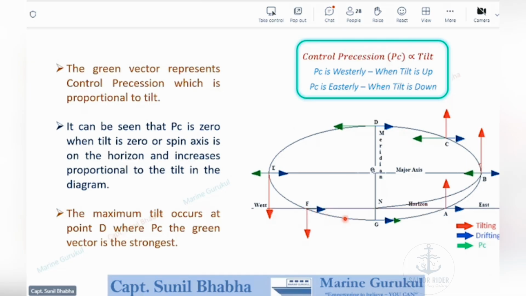Moving further, when you go from foxtrot to golf, the golf point has a downward tilt, which means it is below the horizon. The spin axis is pointing below the horizon. With the tilt down, the control precession is generated now, but it acts in the easterly direction, because we know from the control precession formula that the control precession acts easterly whenever the tilt is down. You can see the green vector acting here in the eastward direction. Golf is the only point below the horizon in this entire ellipse, and it is the only point where the control precession is acting in the easterly direction.